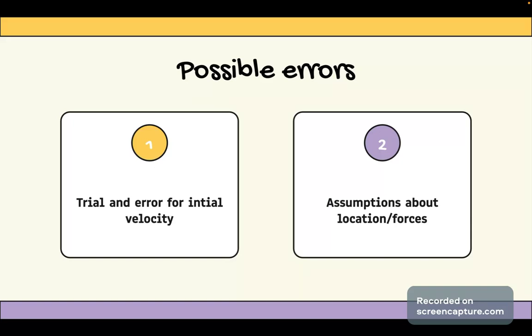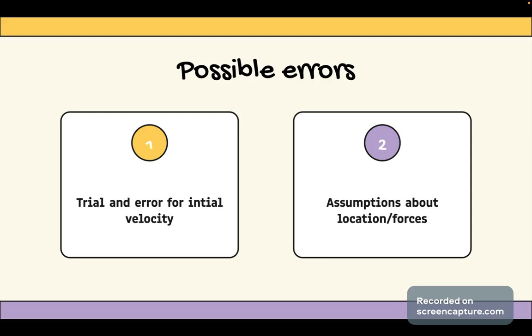For possible errors, there are a few sources of potential errors. For instance, there was trial and error for initial velocity. There wasn't an exact calculation, it was more of me plugging in values and trying to get as close as I can, especially with the time intervals. I feel like the smaller the time intervals were, the more specific I could have gone.